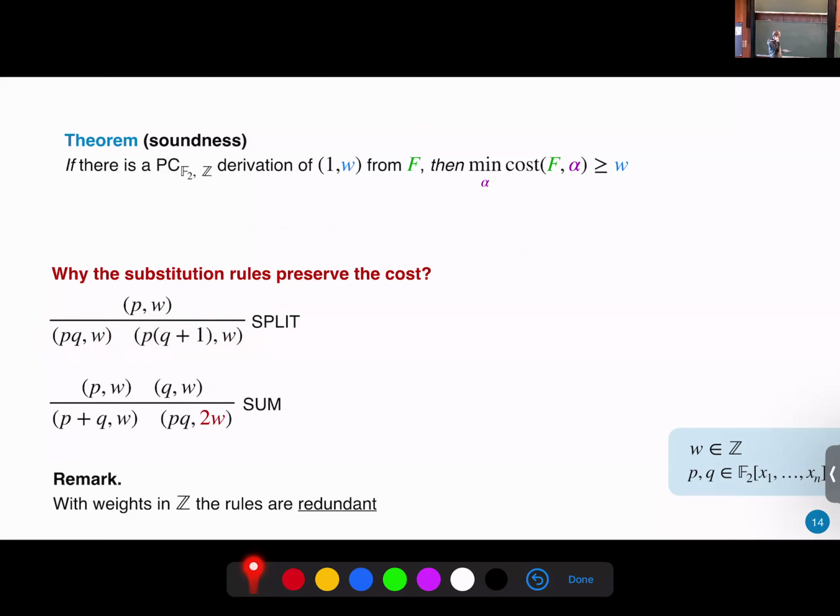For the sum, the tricky thing is when both of them evaluate to 1. Then the sum is 0, so this is 0, and now the product is 1. If only one is 1 and the other is 0, this part is 0 and this part is 1, so the cost will be the same. If both are 0, the consequences are in the ideal. Okay, better now? So the rules are redundant, and if we are over Z, there is not much more to say about those.